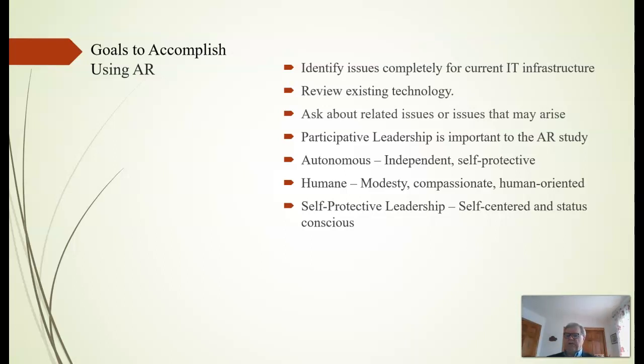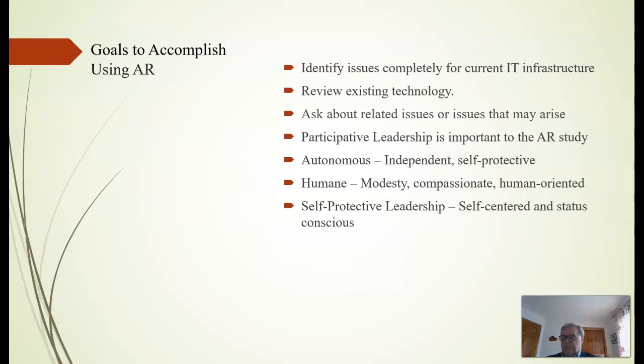And one of the things about the goals to accomplish that I see is identifying issues completely for current IT infrastructure. This is something that organizations sometimes fail at doing very well. So are the technology platforms and programs delivering what they're intended to deliver to the organization? Are the current versions kept up to date? Reviewing that existing technology, asking about related issues that could arise. How soon is the current technology going to go through another change or iteration or version control?